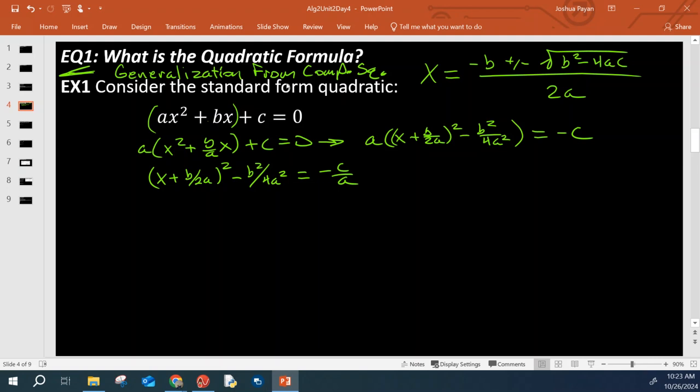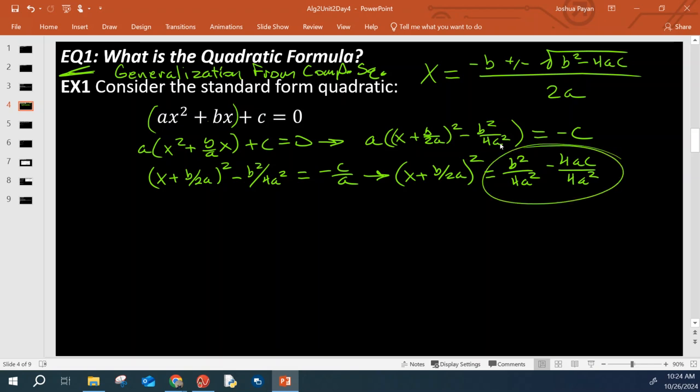Okay, so now that I've done that, I'm going to add b squared over 4a squared to the other side. So now I've got x plus b over 2a all squared is equal to, not negative b, it would be positive b squared over 4a squared, like this. And then I need a common denominator to combine these two. So I'm going to multiply top and bottom here by 4a is what I'm missing. So I've got a minus 4ac over 4a squared now. So now I have a common denominator, and now you can see it's starting to take shape.